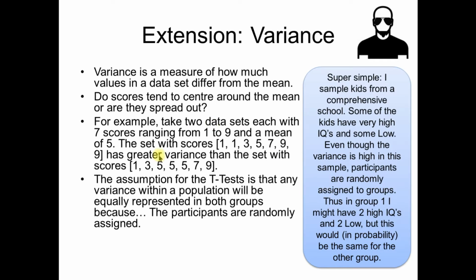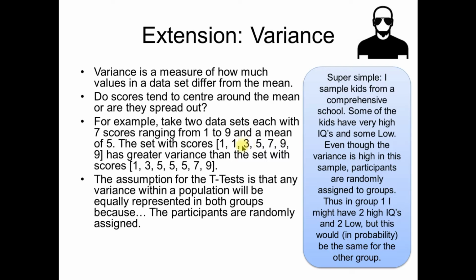We've talked a little bit about distribution. Now it's worth talking about variance. One of the assumptions is that any variance between sets of data is naturally occurring and will be the same in both conditions. So one way of looking at variance is if we take two sets of scores that basically range from 1 to 9 and have 5 as their mean, one set has more variance than the other.